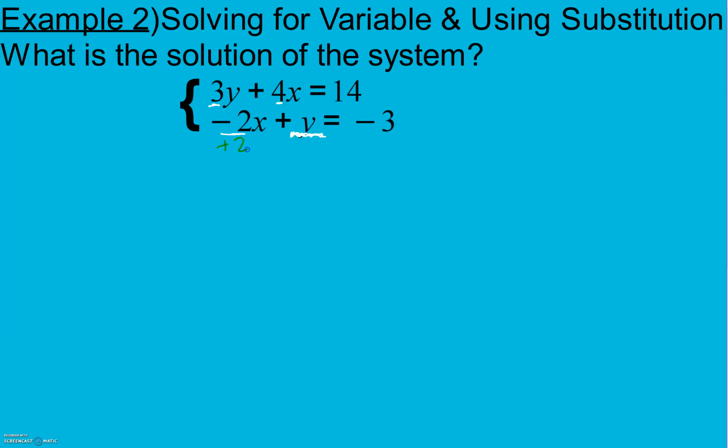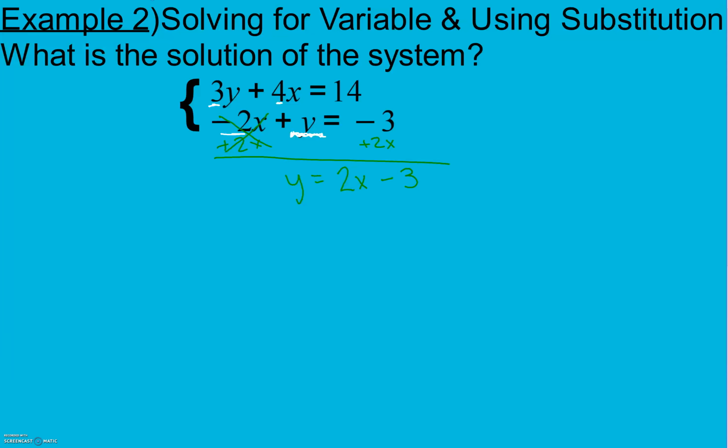I can add 2x, and I'm not going to have any extra fractions. When I do that, keep in mind that because the -3 doesn't have a variable and the 2x does, I can't combine them. So I'm just going to write it as 2x and a -3. I can add them and keep them as two separate terms, but I cannot combine them into one because they do not have the same variable part.